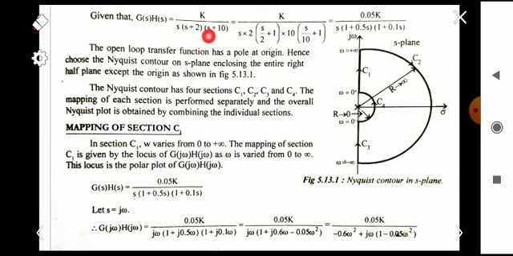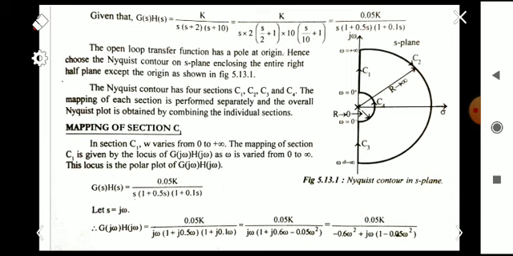It is converted into the standard form by taking the values 2 and 10 outside from these two factors. We will obtain it as 0.05K divided by s(1+0.5s)(1+0.1s). So this is the first step, and after that we have to plot the Nyquist contour in the S-plane.